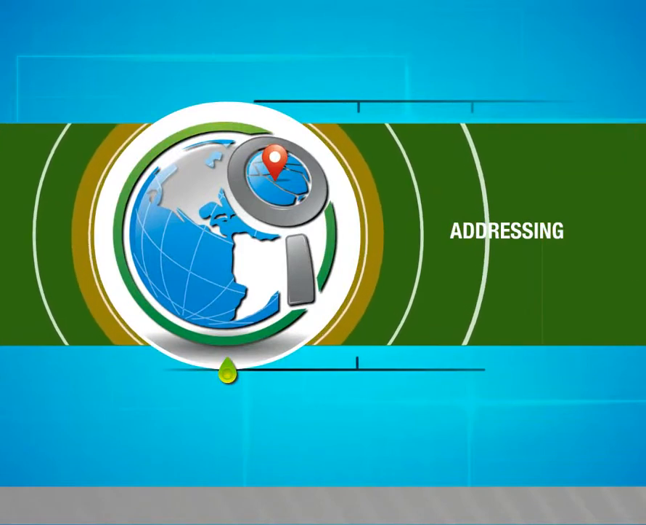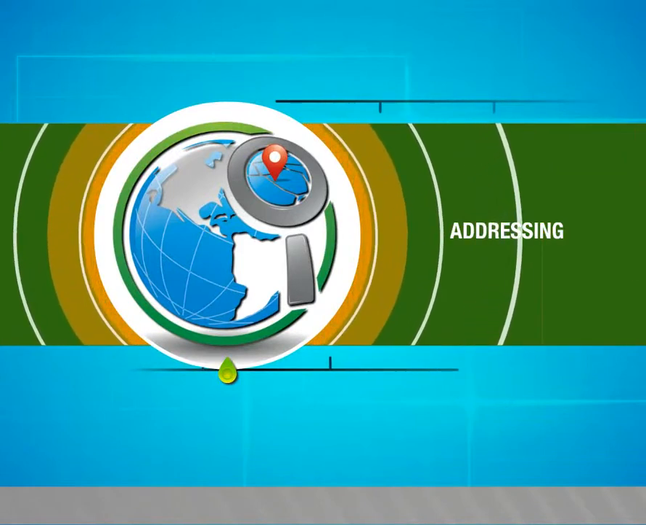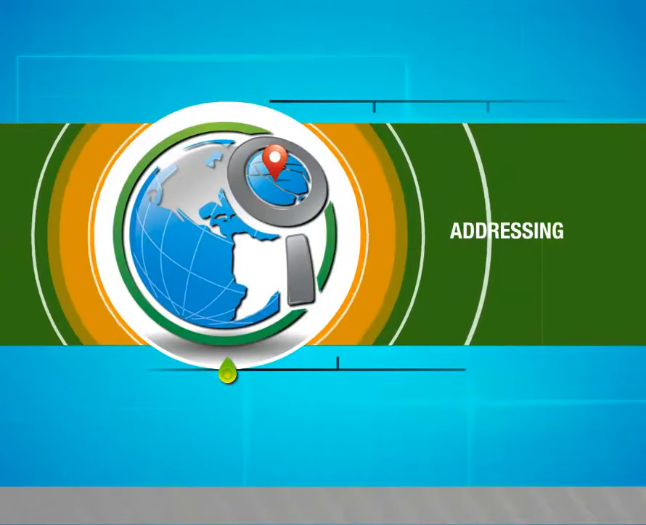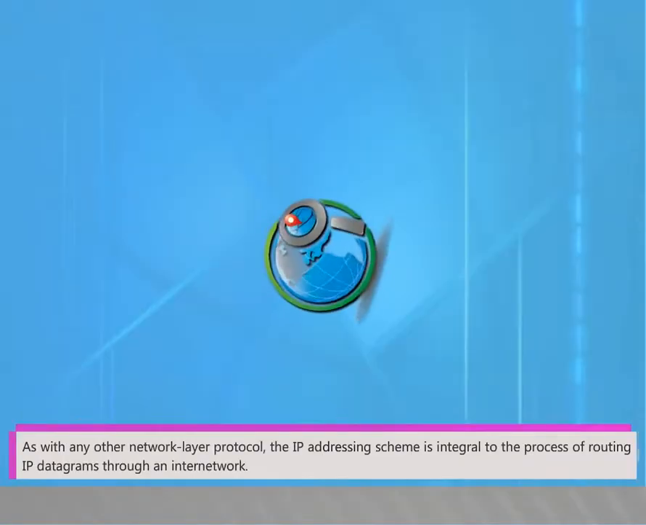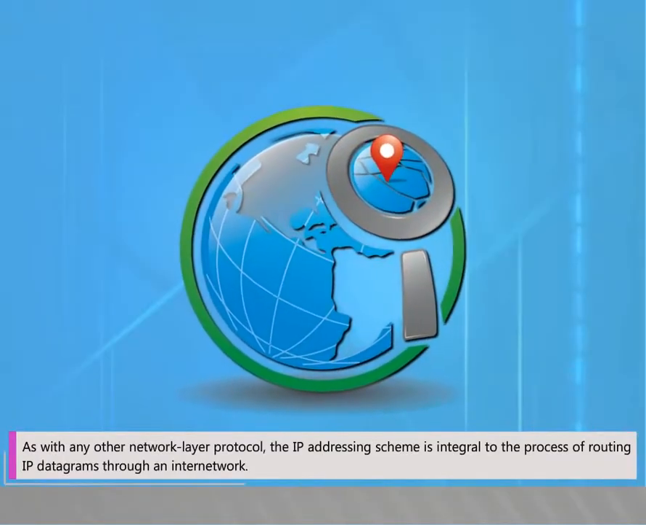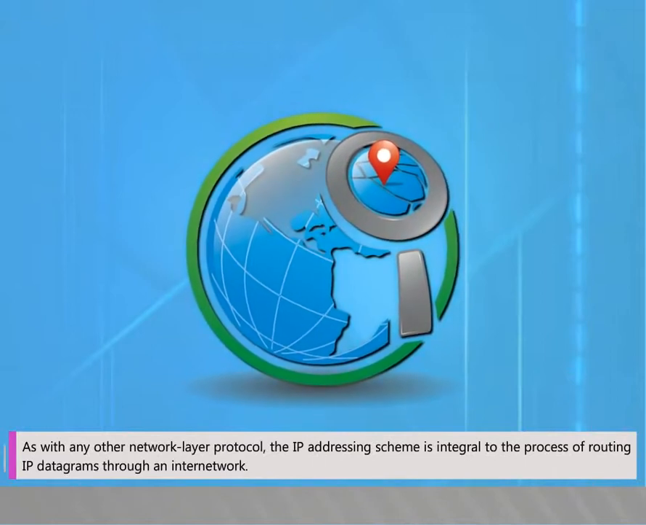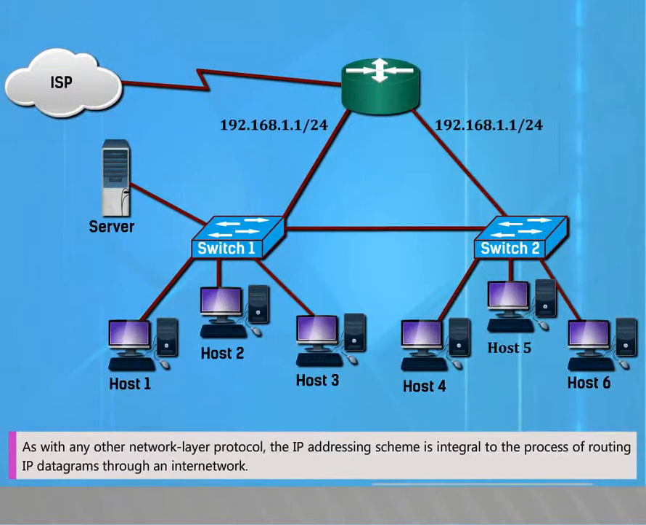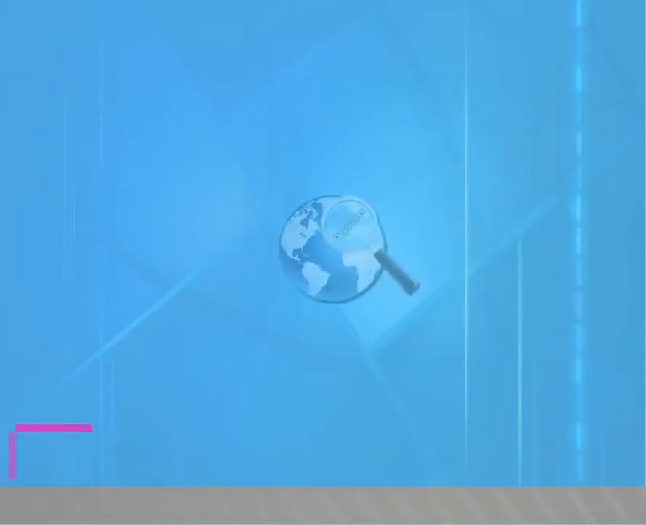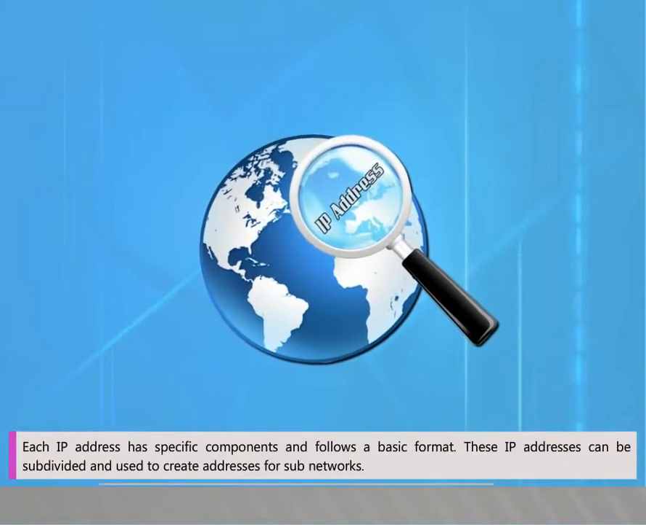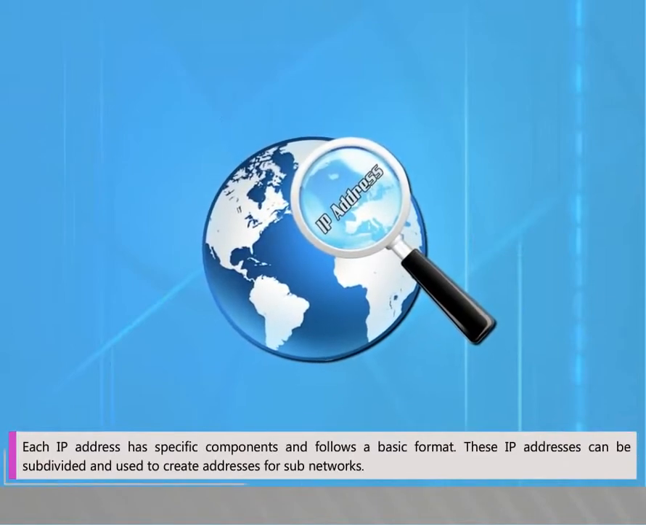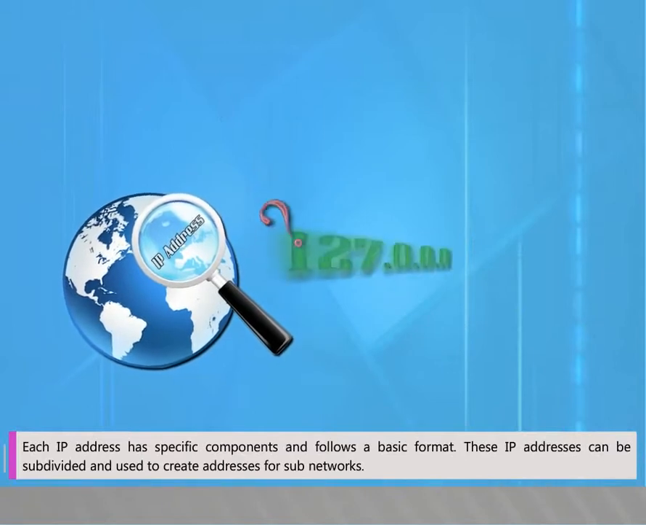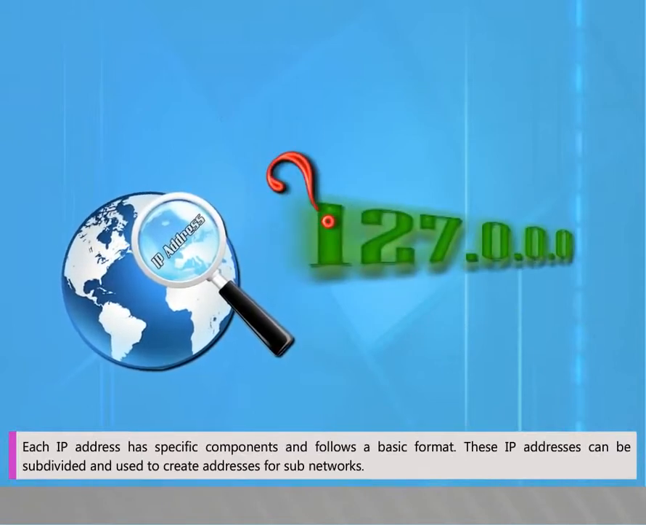Addressing. In this video, we are going to see about addressing. As with any other network layer protocol, the IP addressing scheme is integral to the process of routing IP datagrams through an internetwork. Each IP address has specific components and follows a basic format. These IP addresses can be subdivided and used to create addresses for subnetworks.